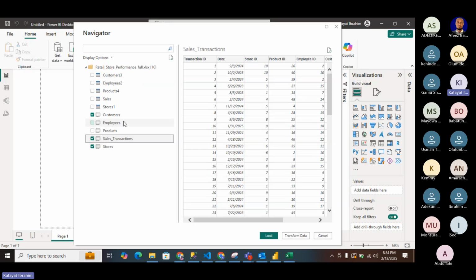You can see that we have two different names here. Customer 3 is the same thing as customers. Employee 2 is the same thing as employee. Product 4 is the same thing as products. Do we have sales? This says transaction, I guess. This is the transaction, and we have store. Store 1 is the same thing as store. So I don't want to use the table. I want to use the sheet.